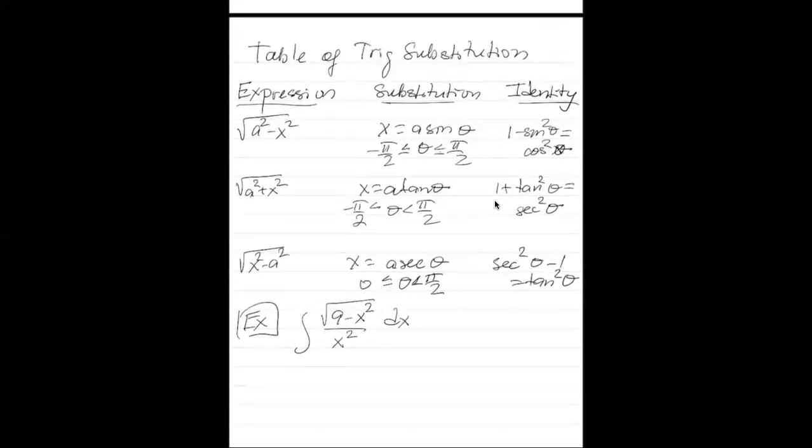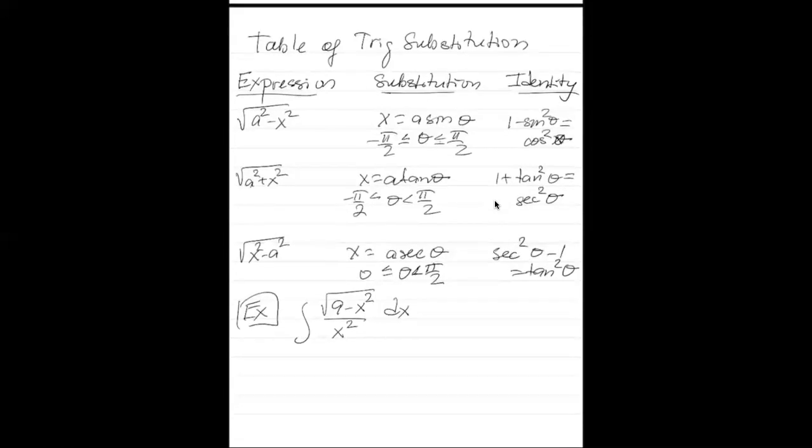So here's a quick example. For this type of trig substitution, I have to integrate the square root of 9 minus x squared over x squared dx. This expression looks like the first expression, so the substitution I'm going to use is x equals 3 sine theta. A is 3, of course. So dx is 3 cosine theta d theta.